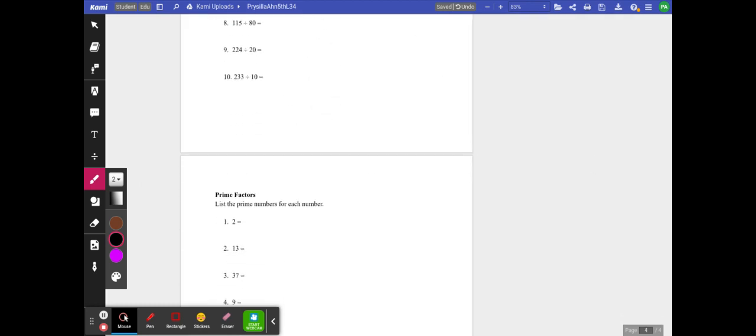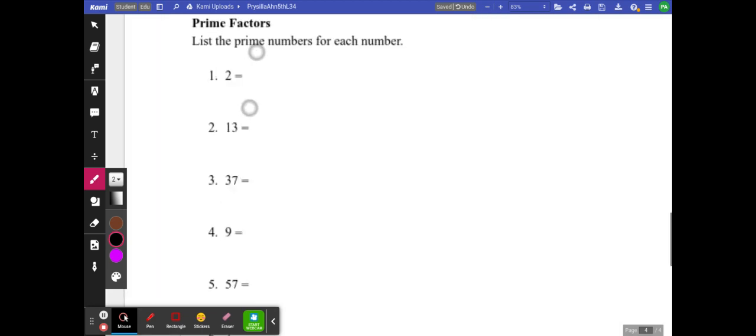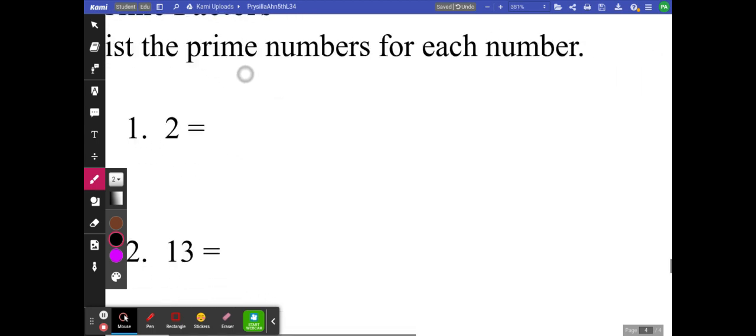Last page. Prime factors. List the prime numbers for each number. A prime number, before you begin, is a number that only has 2 things that you can multiply to get it: that number itself and 1. So number 1 is a prime number. It says list the prime numbers for each number.